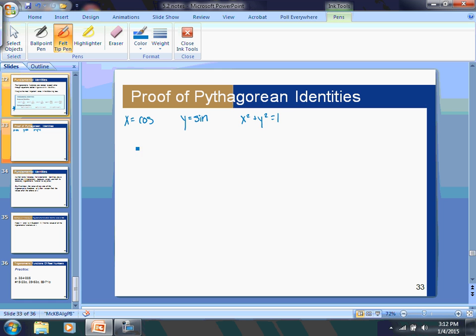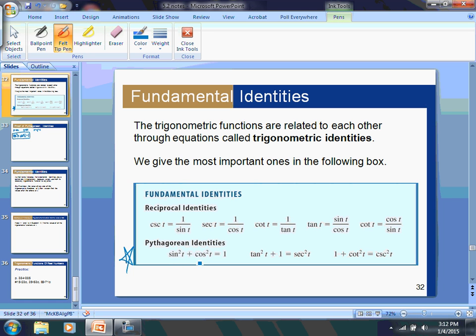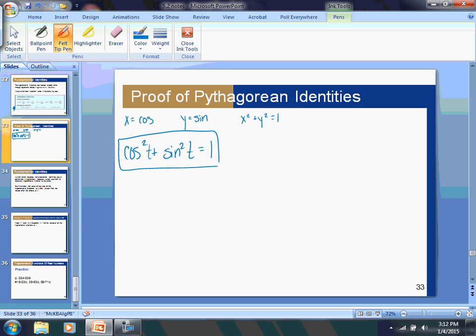So if I take x squared, which is cosine, and then I take, whoops, I need my t value in there. Squeeze a t in there. And then my y value is sine, so sine squared equals 1. That's my first Pythagorean identity. That was what was on the other slide. They just wrote it sine squared plus cosine squared equals 1, instead of cosine plus sine. Now remember that it's the trig function that gets squared, not the t value. The t is just your distance.